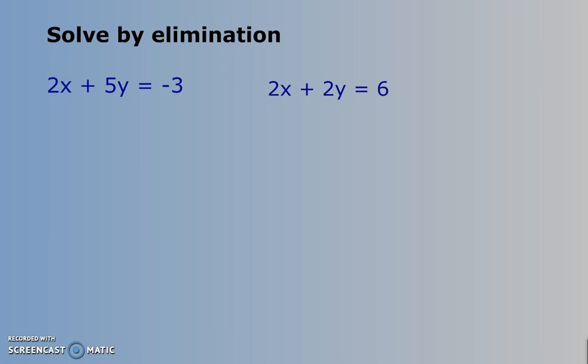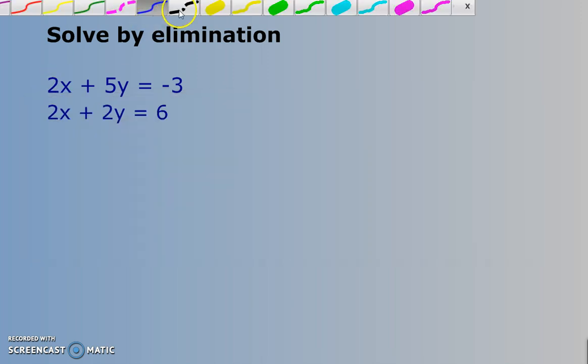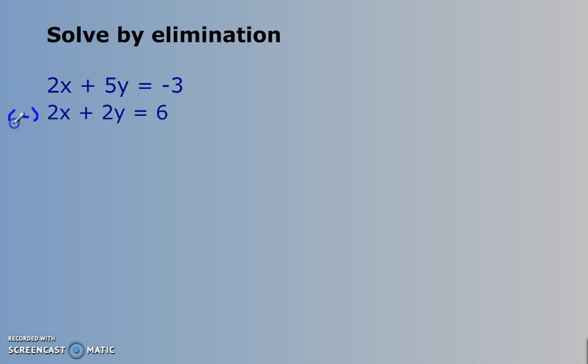Alright, one more example. We're going to line these up. Now notice, both of these have the same coefficient. Okay, so since they have the same coefficient here, I'm going to subtract this one. Now when you subtract, you're going to do the opposite of the sign. So I'll do 2x minus 2x cancels out. Now I'm subtracting 5 minus 2y. So that's going to give me 3y. And then negative 3 minus 6 gives me negative 9.